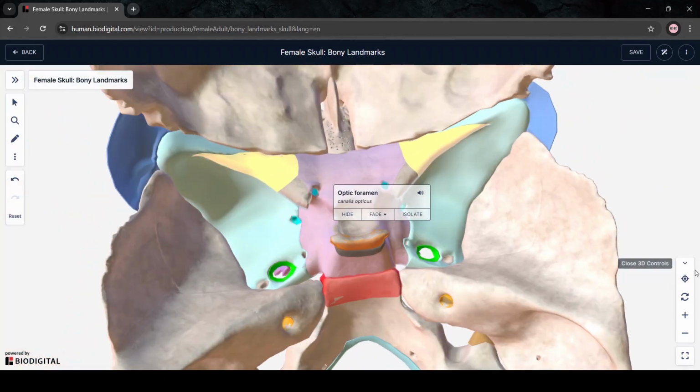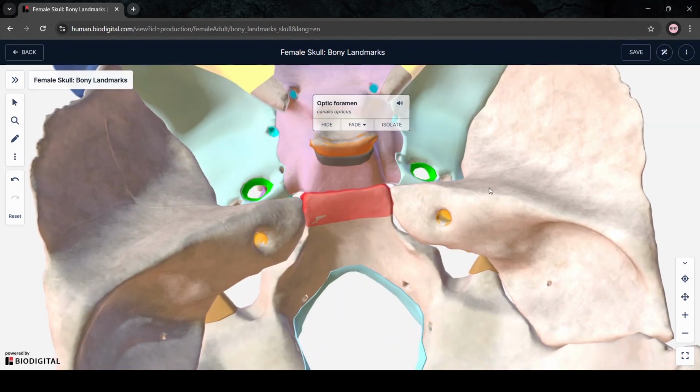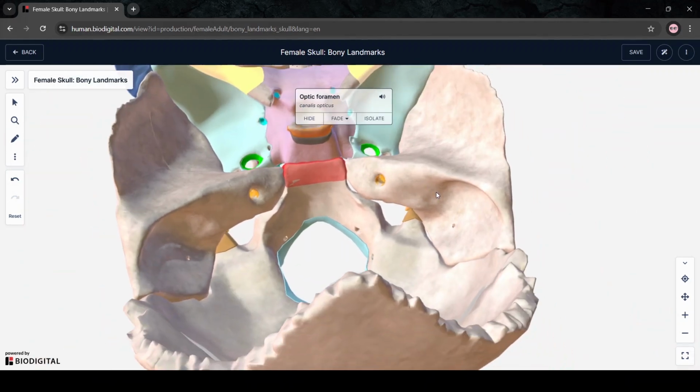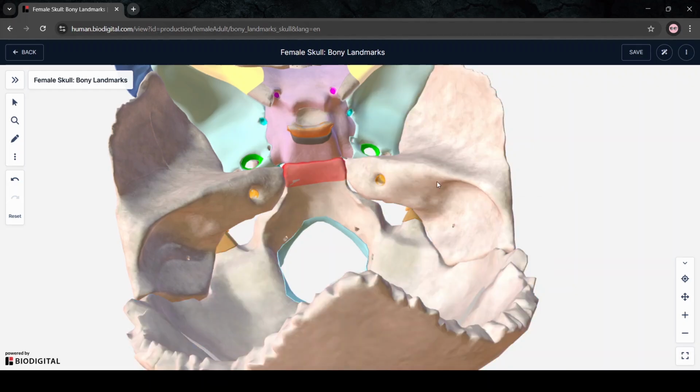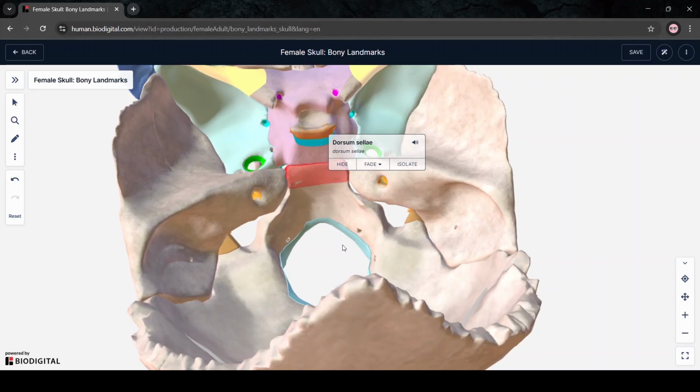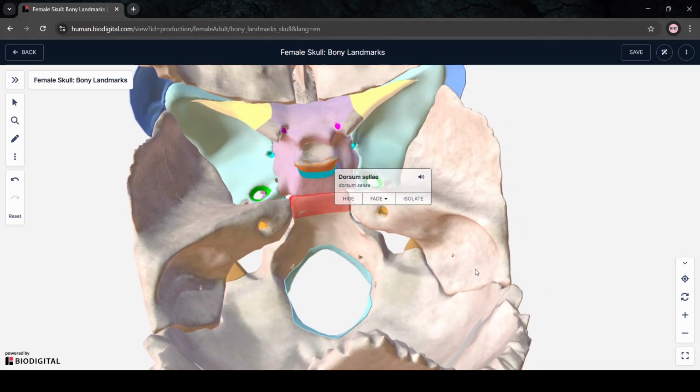Moving posteriorly to the posterior cranial fossa, which is composed mostly of the occipital and temporal bones. And to keep drawing, we said we have here the petrous ridge, which separates the middle and posterior cranial fossa. From the dorsum sellae, right here, if you keep going down to this big hole over here, this hole, my friends, is the foramen magnum.